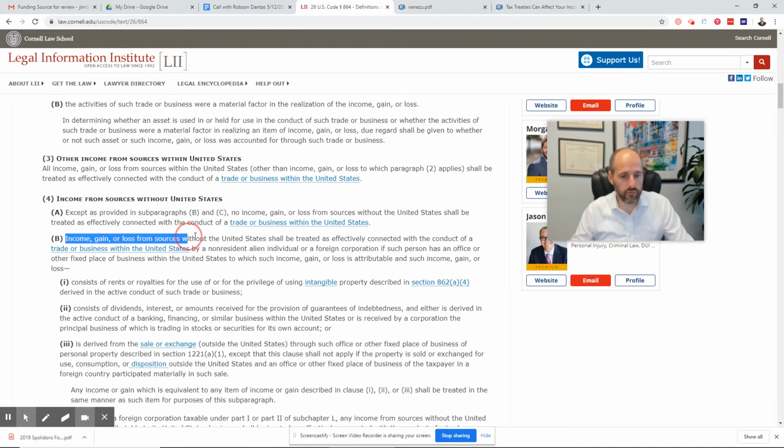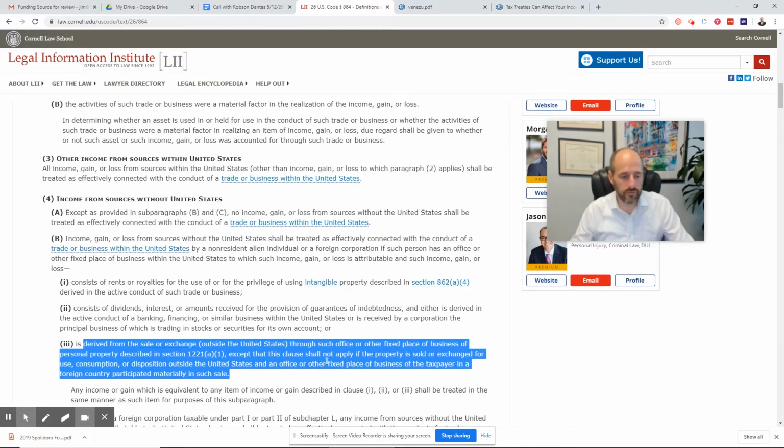Income, gain, or loss from sources outside the United States shall be treated as effectively connected with the conduct of a trade or business by a non-resident alien individual or foreign corporation if such person has an office or other fixed place of business within the United States to which income, gain, or loss is attributable, and such income, gain, or loss consists of rents or royalties, dividends or interest. So basically, if you have an office, right?